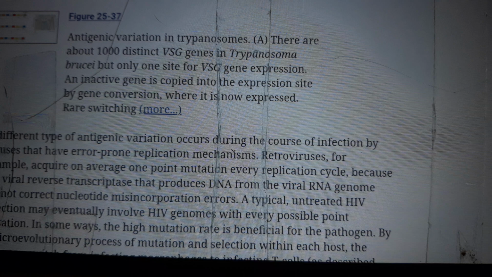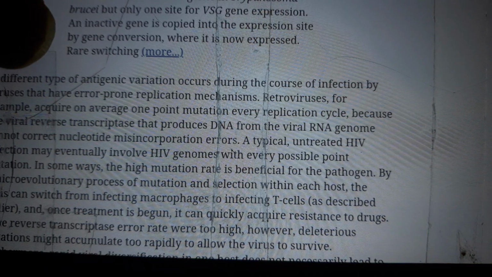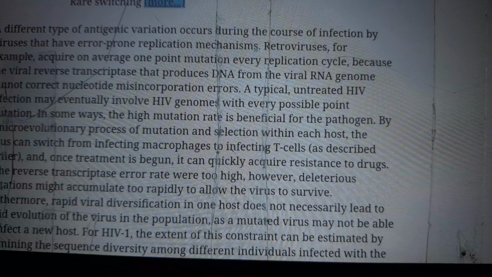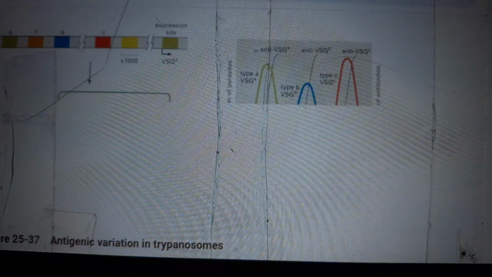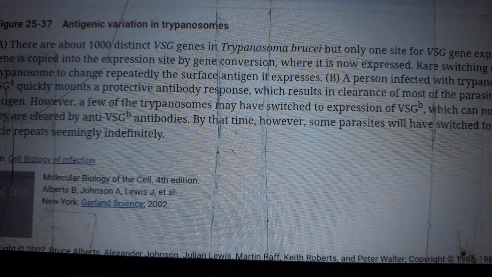Antigenic variation in trypanosomes. There are about 1,000 VSG genes in Trypanosoma brucei, but only one site for VSG gene expression. An inactive gene is copied into the expression site by gene conversion. These are events that allow the trypanosome to change repeatedly the surface antigen it expresses.